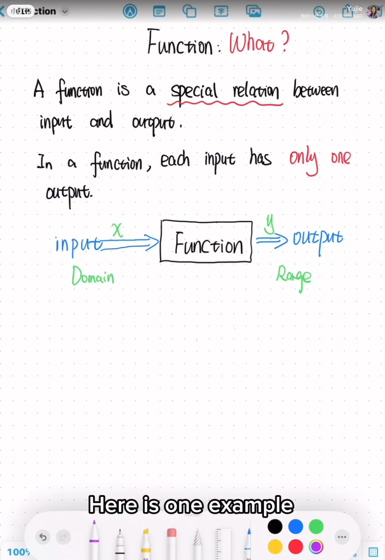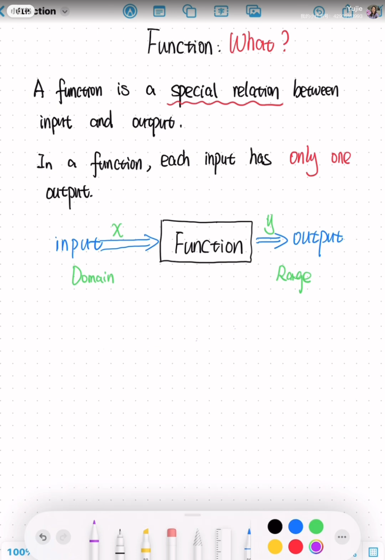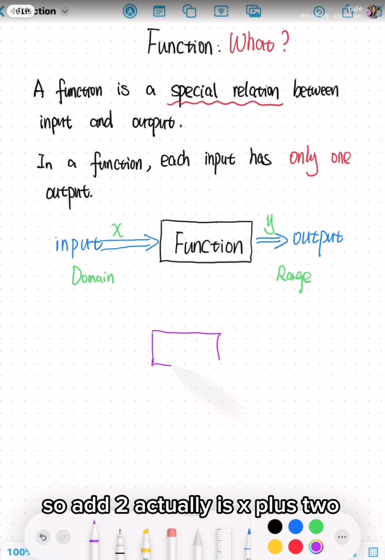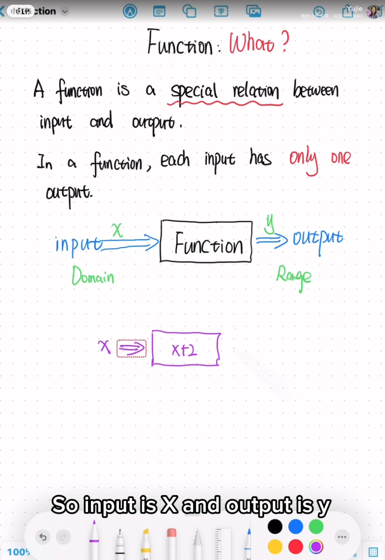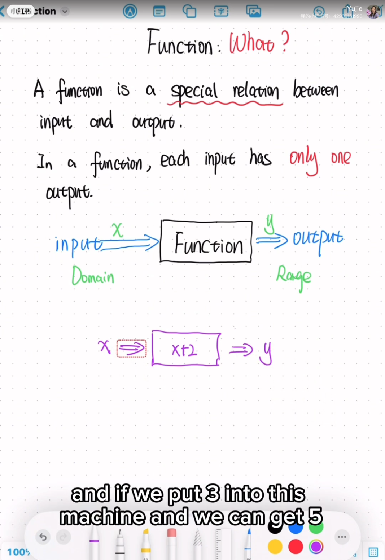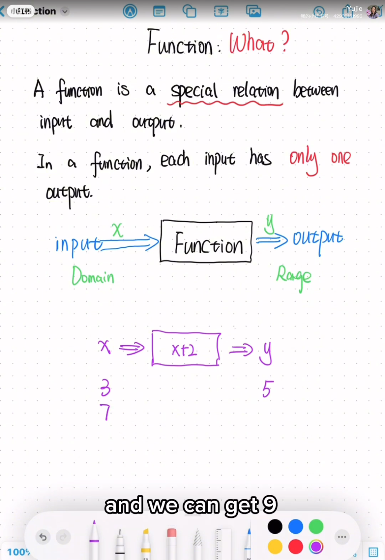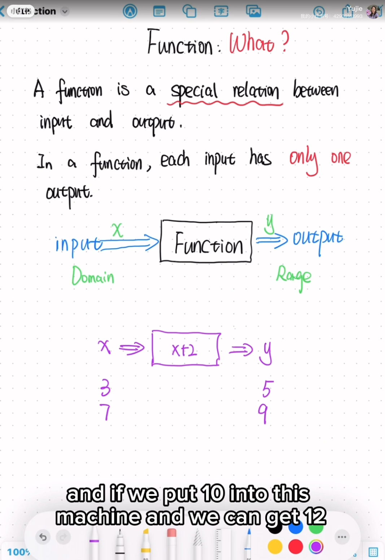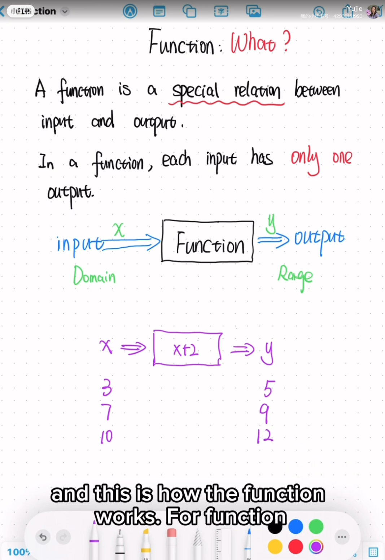Here is one example. If the rule for one function is add 2 to the input, so add 2 actually is x plus 2. So the input is x and the output is y. If we put 3 into this machine, we get 5. If we put 7 into this machine, we get 9. And if we put 10 into this machine, we get 12. And this is how the function works.